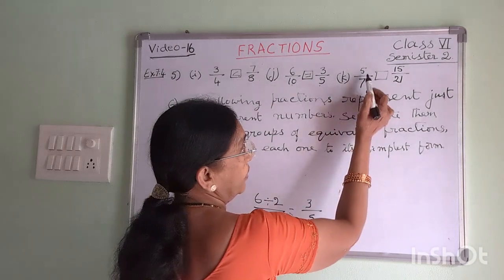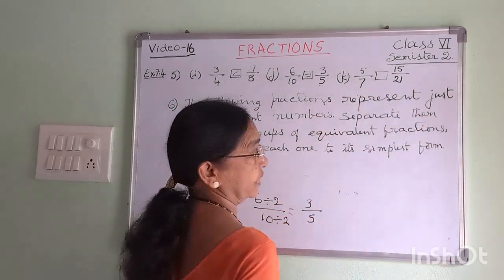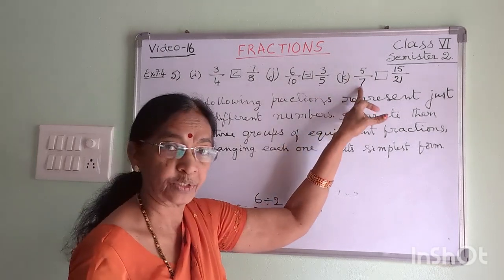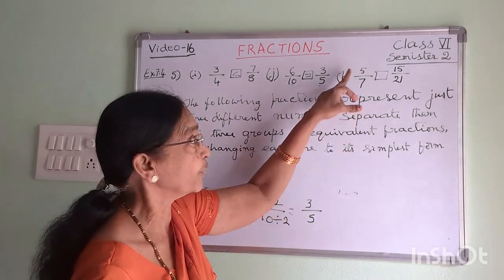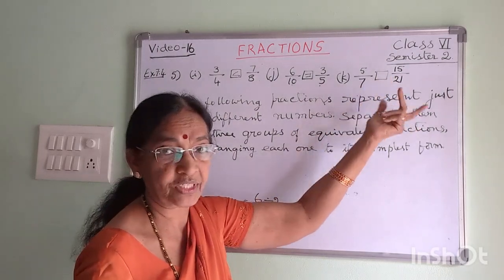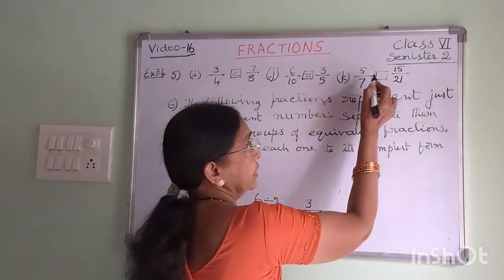Next, 5 by 7 and 15 by 21. If we multiply both numerator and denominator by 3, we get 3 5s are 15, 3 7s are 21. Therefore, these two fractions are also equal.